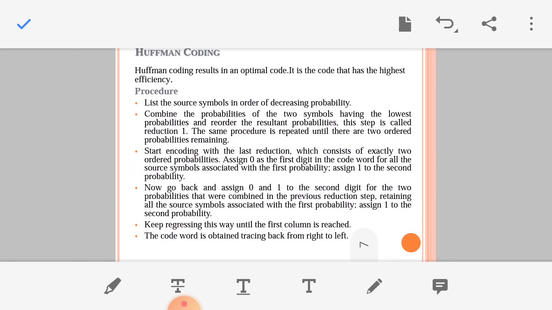Huffman coding. Huffman coding results in an optimal code. It is the code that has the highest efficiency.